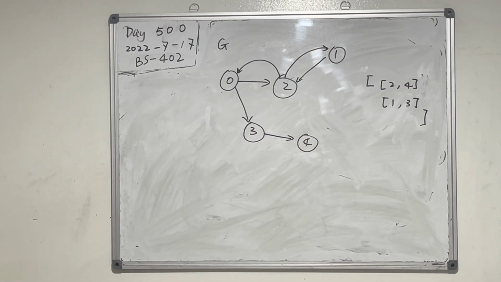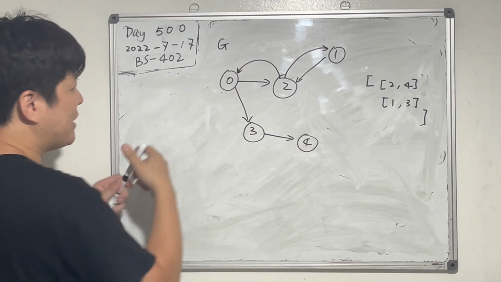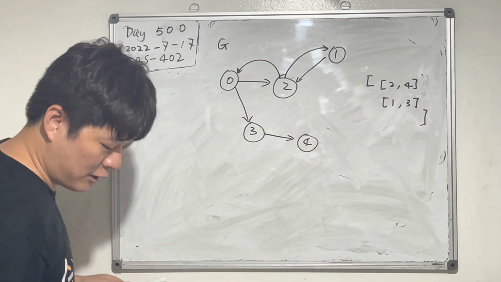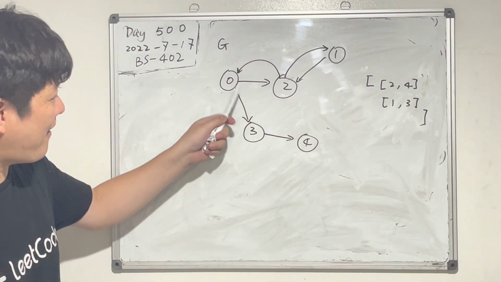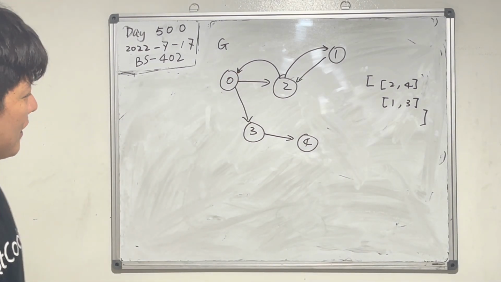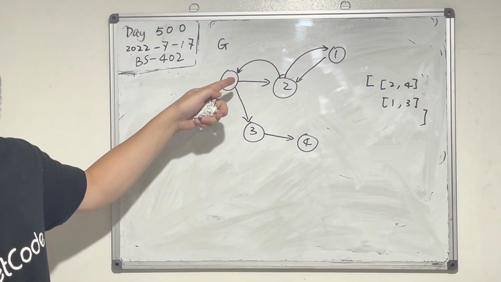Alright, okay, so look at this G. What's G? What's this one? A graph, yeah? A directed graph. Is it directed or undirected? Directed, yeah, obviously, because it has arrows. And is it weighted or unweighted?